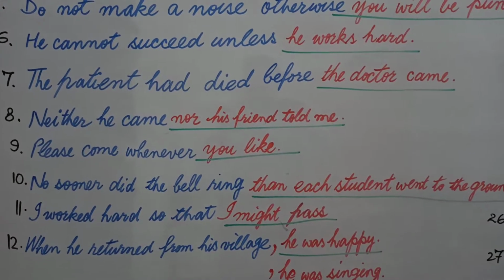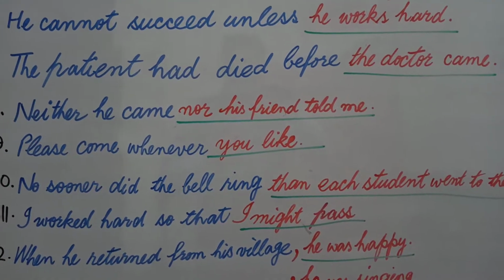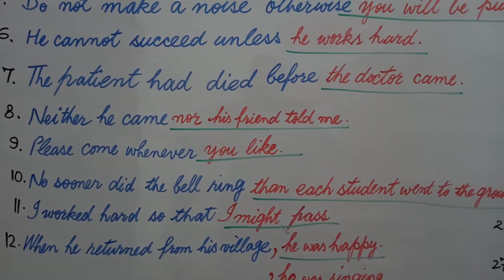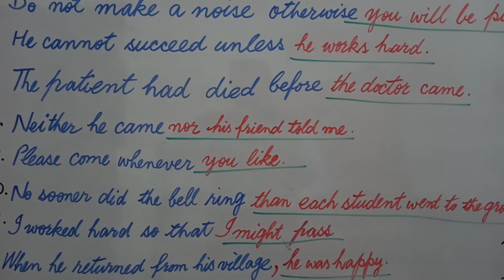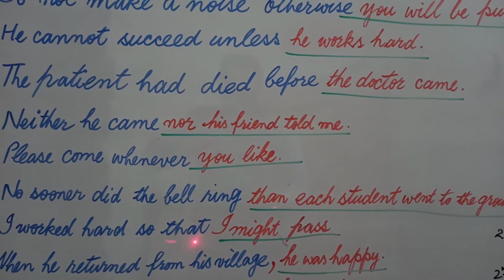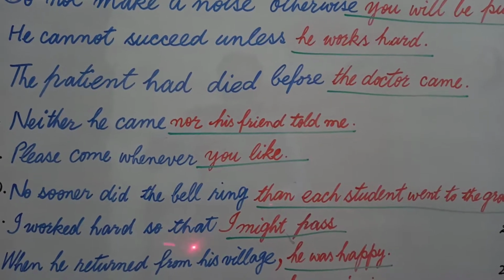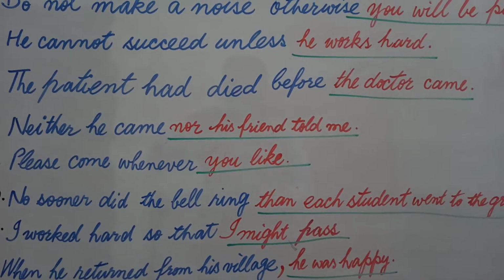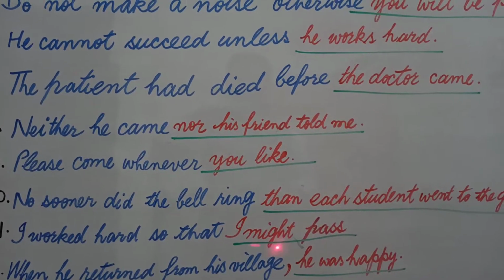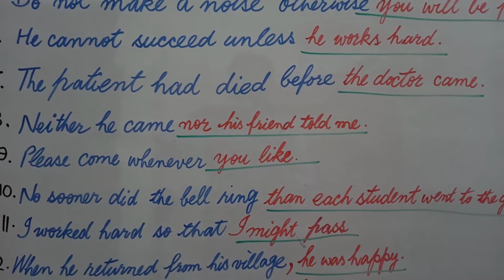Now let's come to sentence number 11. I worked hard so that I may pass. I might pass, or I may pass. Now the main rule based on sentence number 11 is that so that is used for purpose. So that means with the purpose of. Generally we commit a mistake: we write can and could in place of might, but that's wrong.